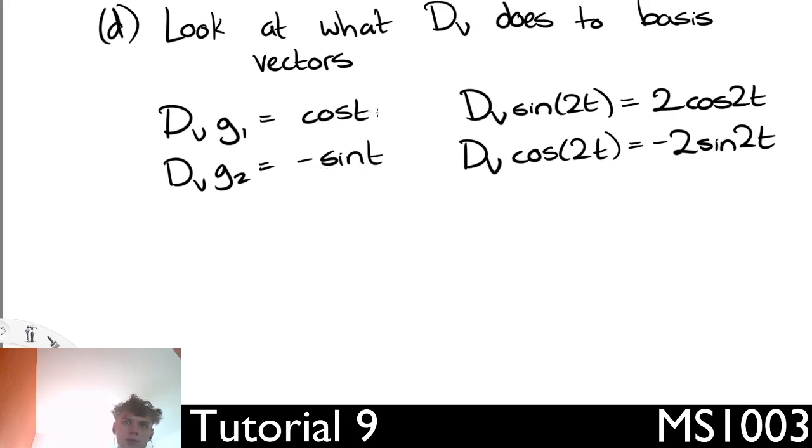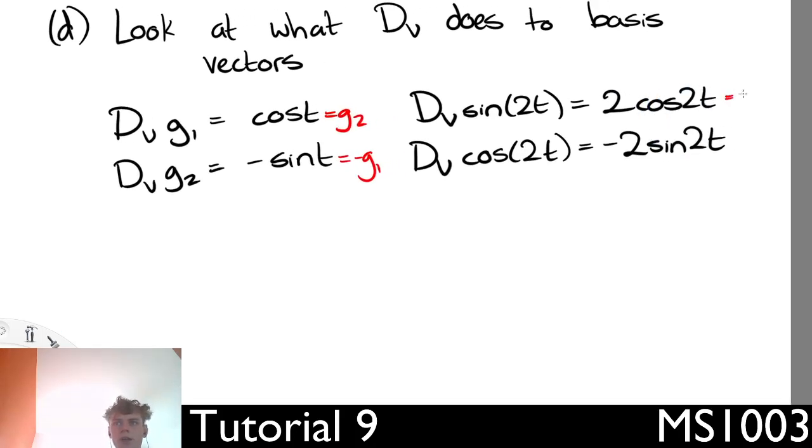And this makes more sense if I write cosine of t as g2, minus sine of t as minus g1. This is 2 g4. And this is minus 2 g3. Okay?